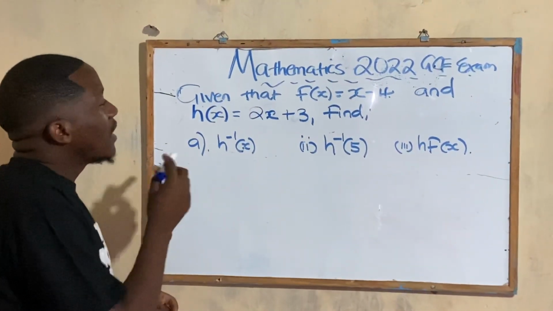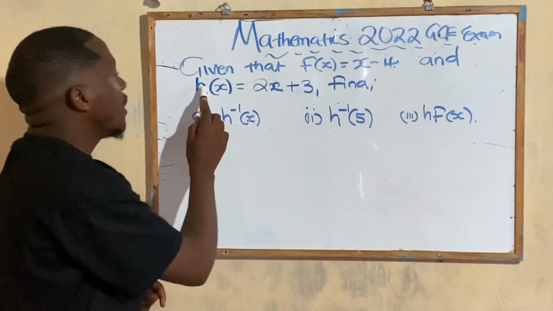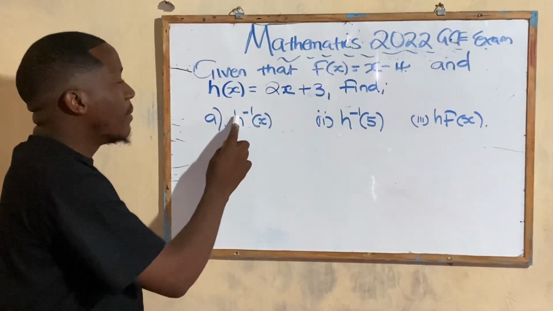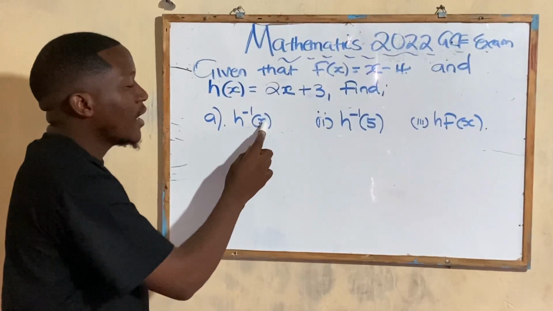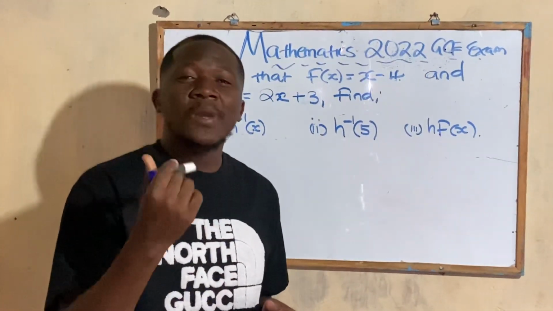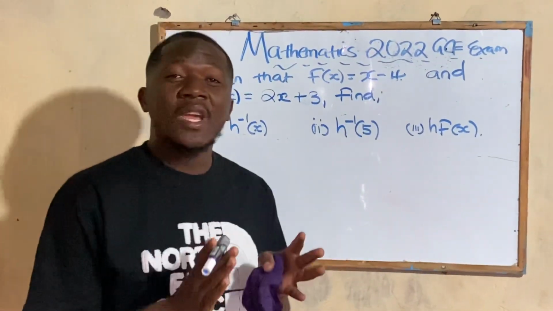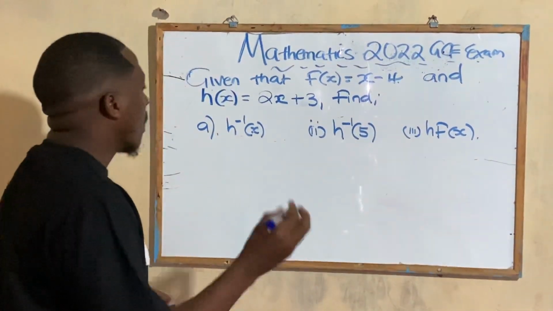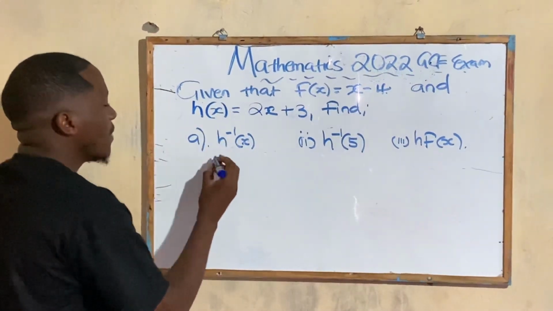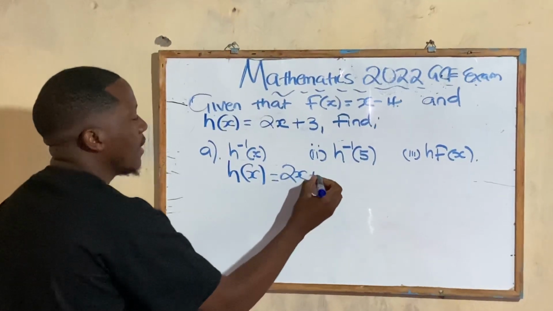So it says, given that f of x equals x minus 4 and h of x equals 2x plus 3, then find h to the power negative 1 of x. Which means if a certain letter representing a function is raised to the power of negative 1, that mathematically should be understood as we are trying to find an inverse. So we're going to find that the letter targeted from the two functions is h, which means we're targeting h of x, which is equal to 2x plus 3.